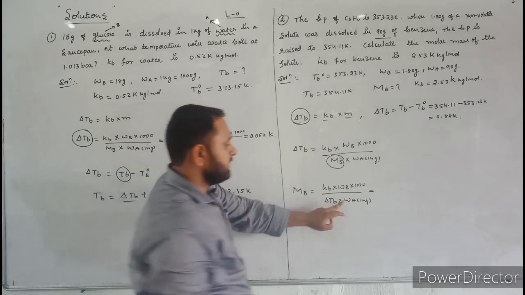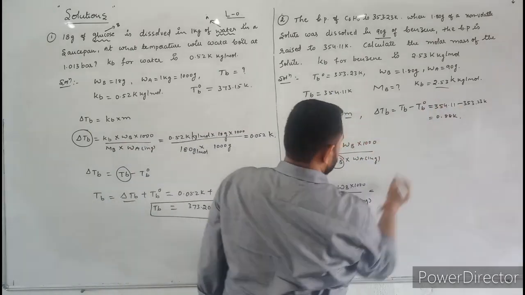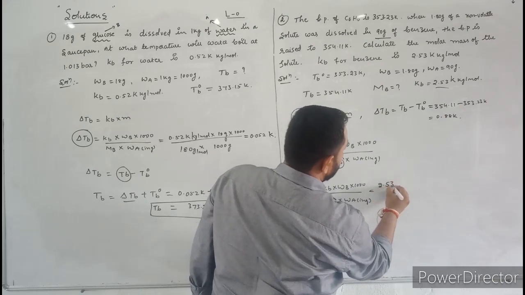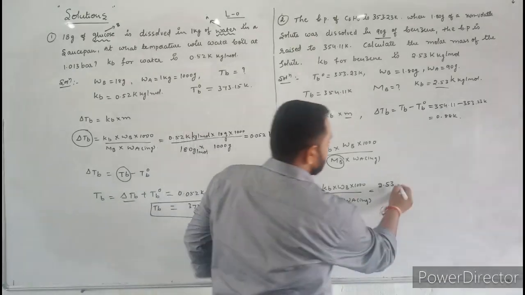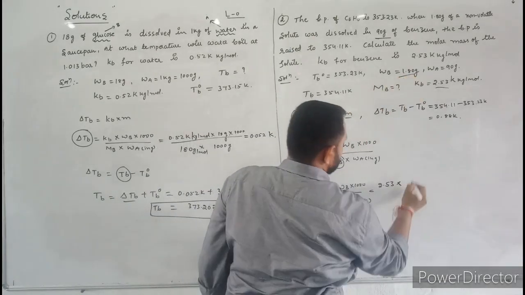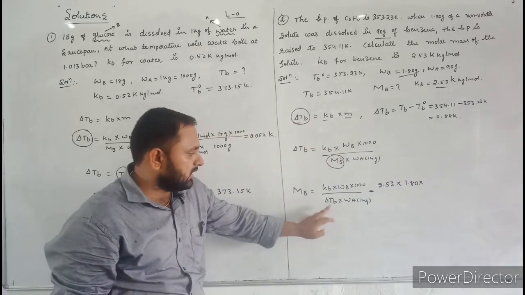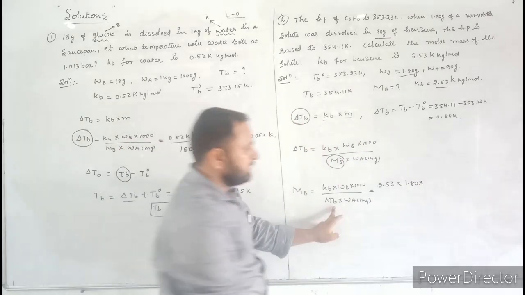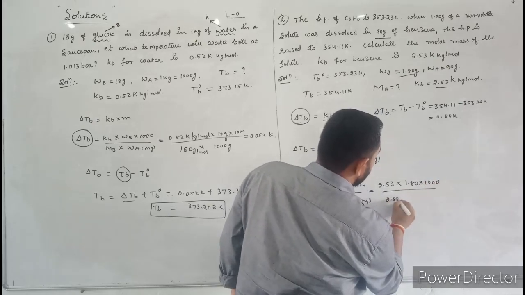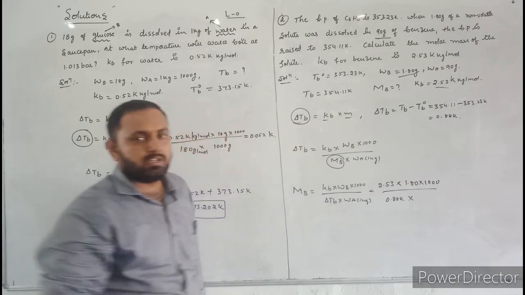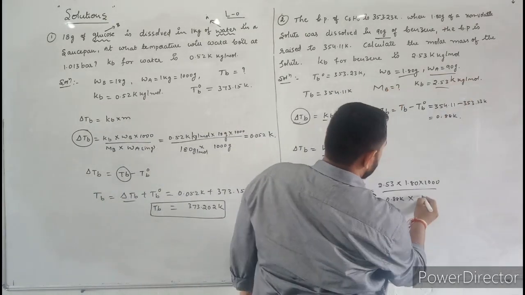Now you just substitute the values of KB, WB, delta TB and the weight of solvent. Here what is the KB value? The KB value is given. The KB value is 2.53 Kelvin kg per mole. Next, what is the weight of solute? The weight of solute is 1.80. What is the delta TB value? Delta TB value is 0.88 Kelvin. What is the weight of solvent given? The weight of solvent is 90 gram.